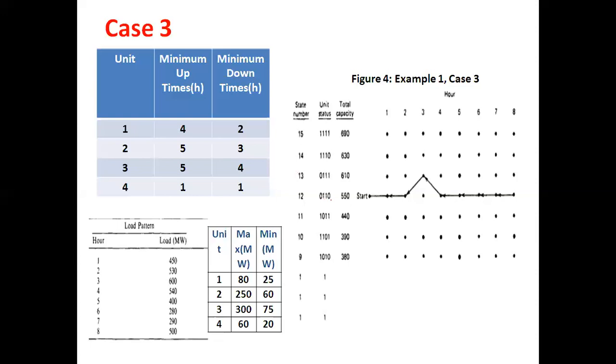So we are now including the concept of minimum up and down time. Now for state 12, units 2 and 3 are on. When units 2 and 3 are on, the output power is 300 plus 250, that is 550. This can easily serve the load demand of 450. For the second hour, the load demand is 530. It can easily be served with the help of units 2 and 3, that is state 12.